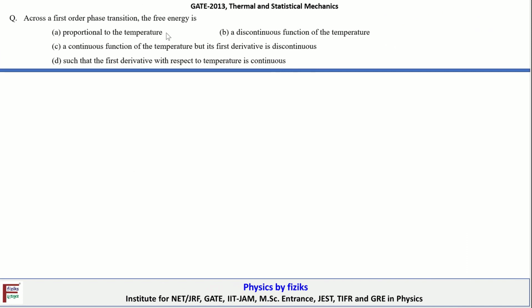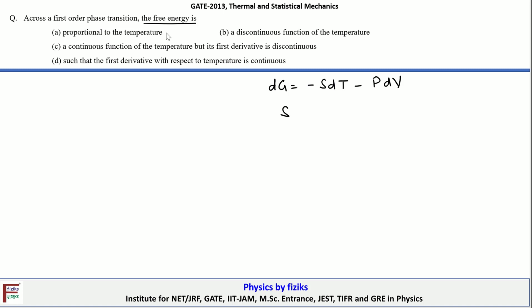Let's continue with the next problem. It's related to the first order phase transition. The question is, across a first order phase transition, the free energy is, okay, so we have to identify the correct option here. For this purpose, I will take the example of the change in Gibbs free energy, that is equal to minus S dT minus P dV.